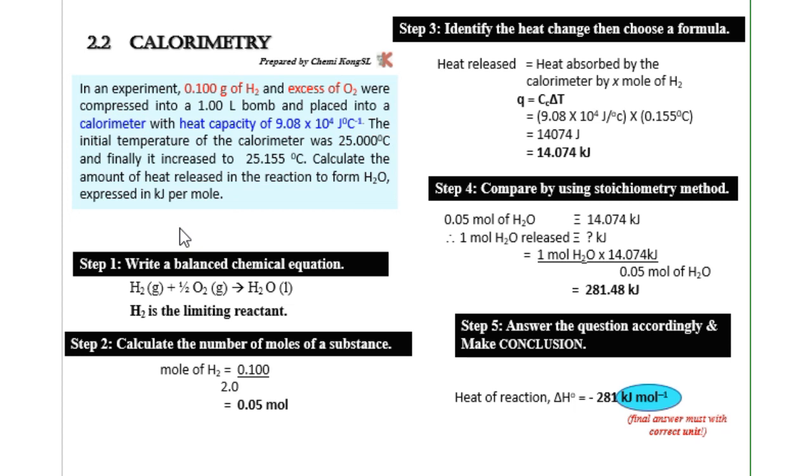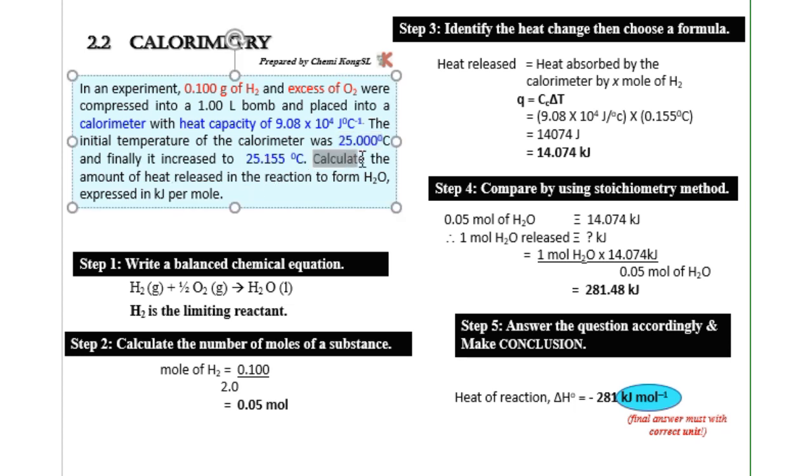Okay, so meaning that C data is going to apply for this formula. And then the temperature of the solution was 25, finally increased to 25.155. Okay, over here, this is the information for delta T: 25.155 minus 25.